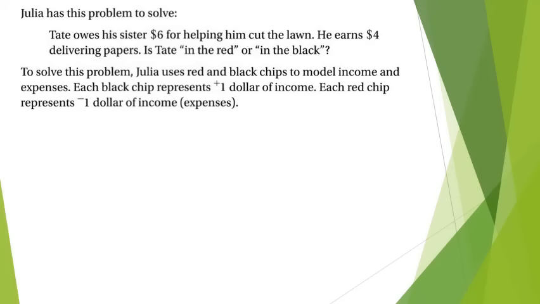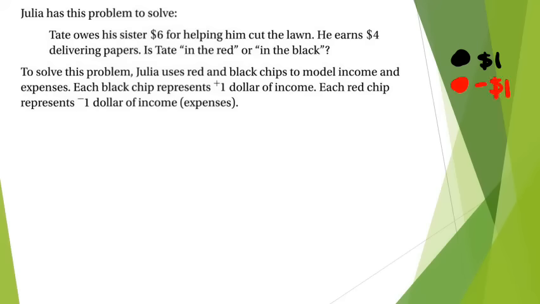Julia has this problem to solve. Tate owes his sister $6 for helping him cut the lawn. He earns $4 delivering papers. Is Tate in the red or in the black? To solve this problem, Julia uses red and black chips to model income and expenses. Each black chip represents $1 of income. Each red chip represents negative $1 of income. In other words, an expense.